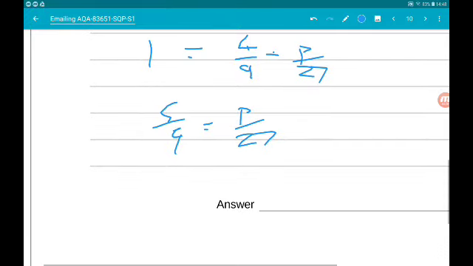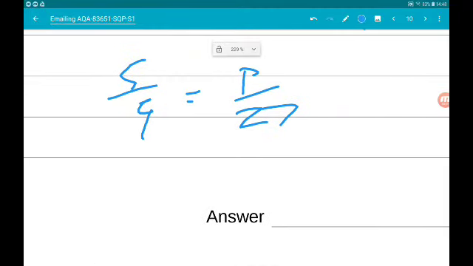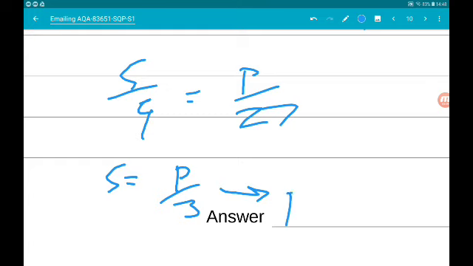Now, what we can do here is, well, we want to multiply through by 27. If we first of all though multiplied through by 9, we would get 5 is equal to p over 3. So p is equal to 15. Cool.